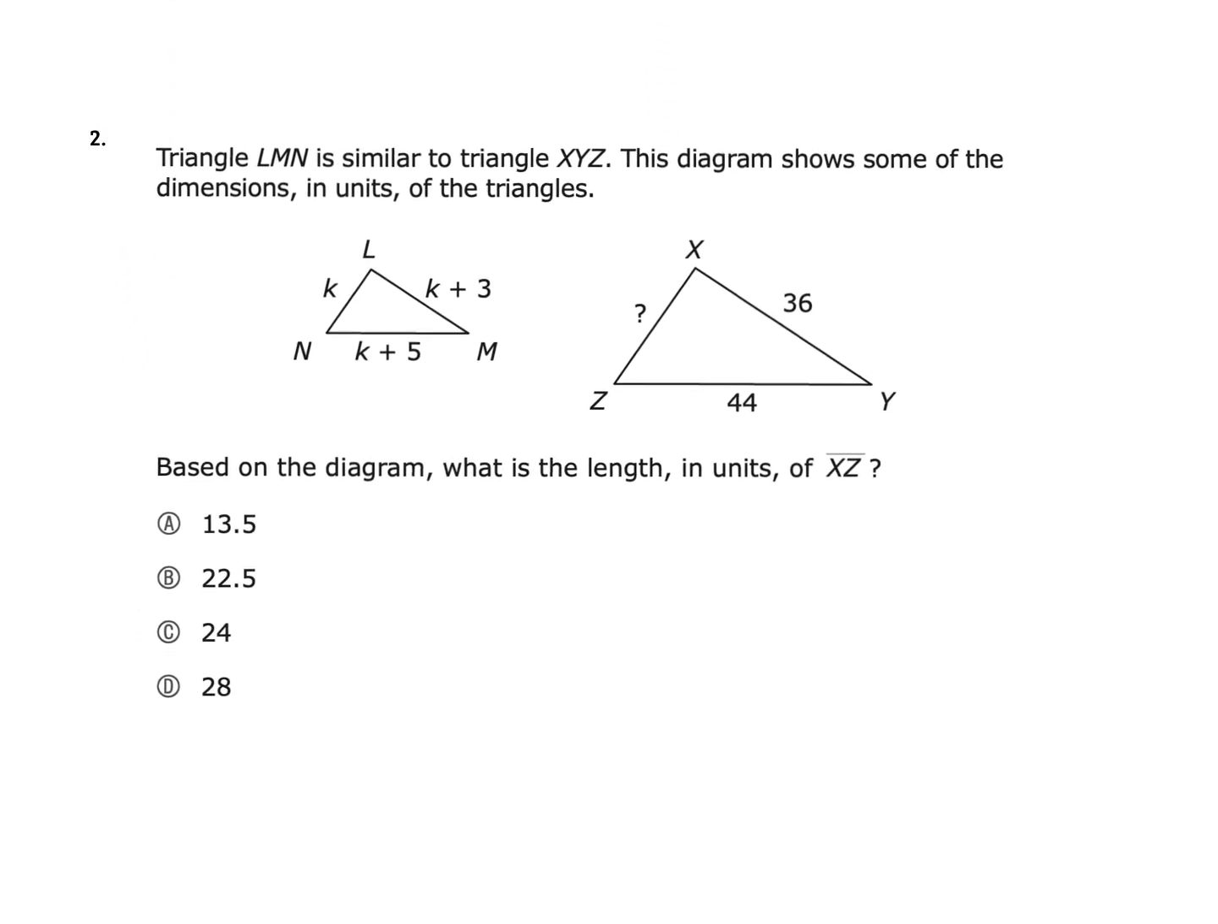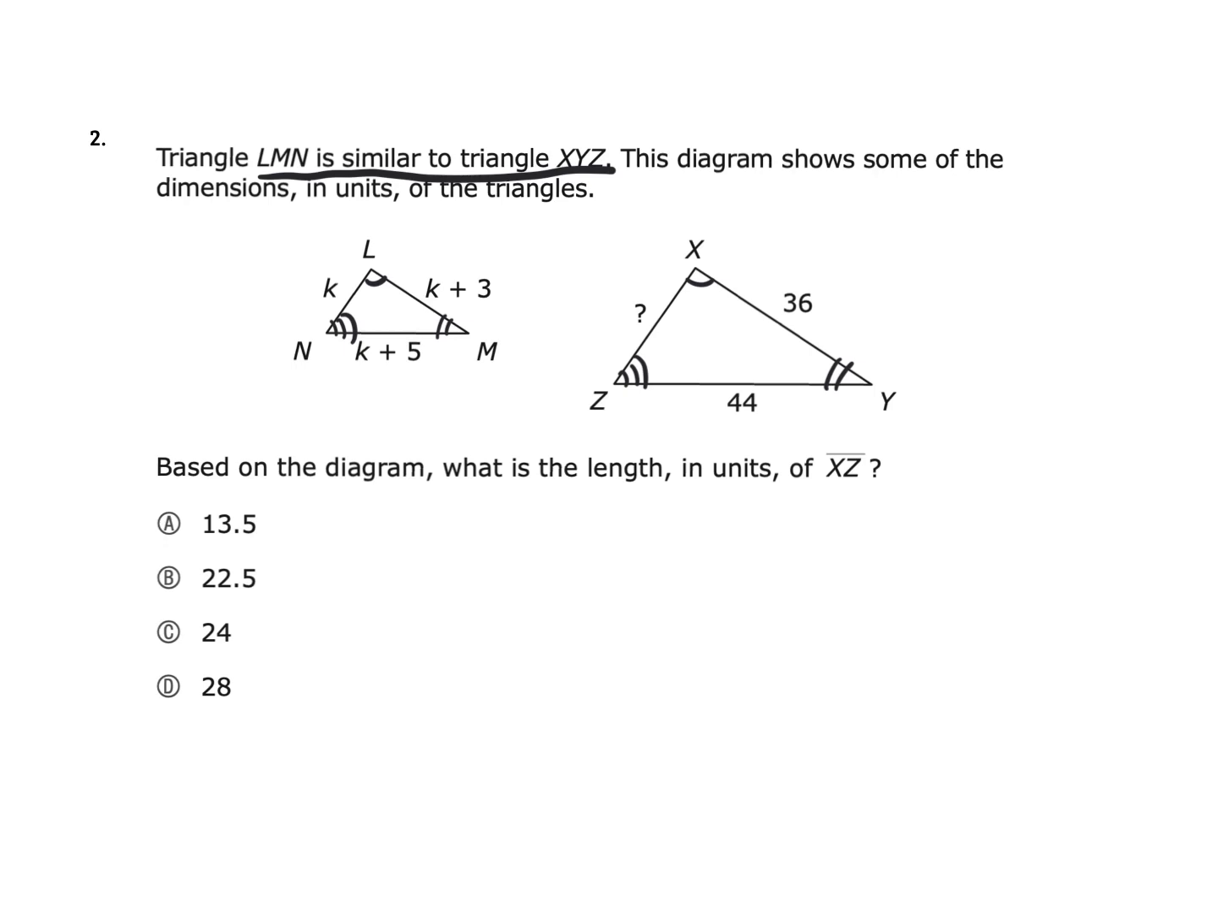This one, there's a few more steps to it that's involved. Okay. Here we have LMN is similar to XYZ, and thankfully the letters and the orientation of the triangles are all the same, which is quite nice. This doesn't always happen. Okay. And we're looking for the length of XZ.